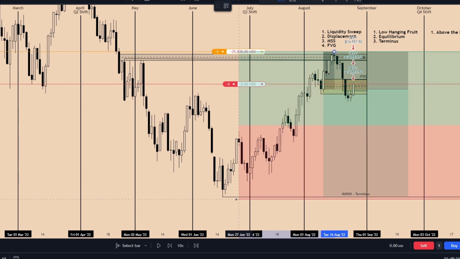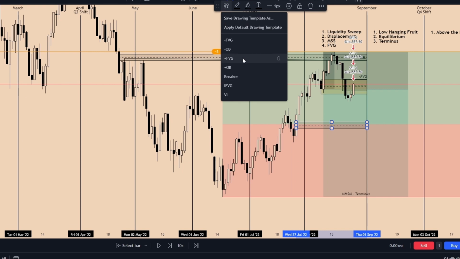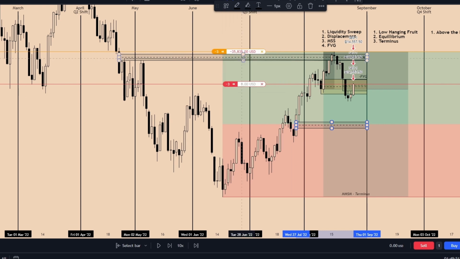So we could take our high to our low, find that midpoint right here, and we're looking for our first partial to be taken inside of this fair value gap right here. This is your first targeting option, and you will not be trailing your stop loss. You're going to be leaving your stop loss above that high for the entirety of the trade.